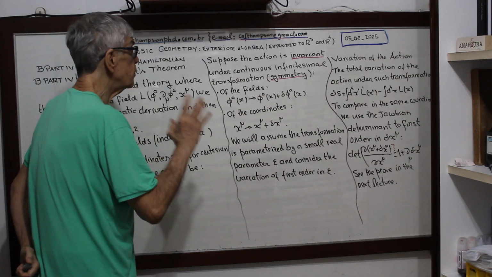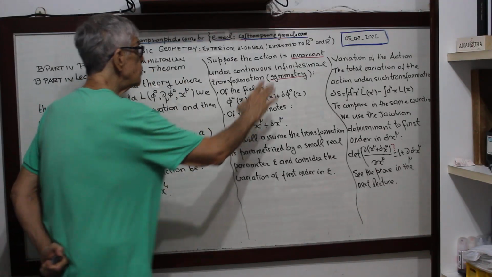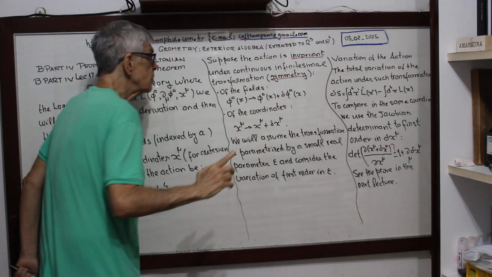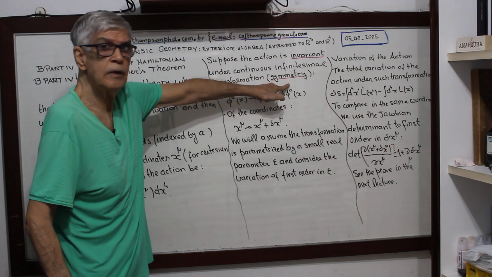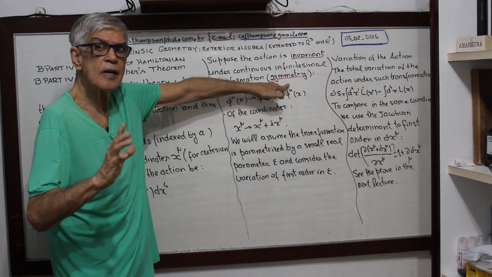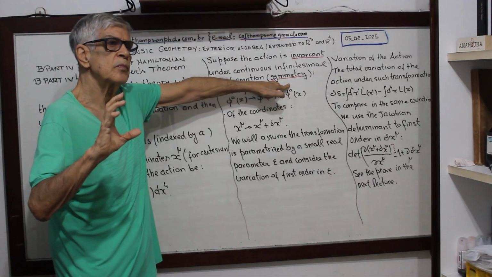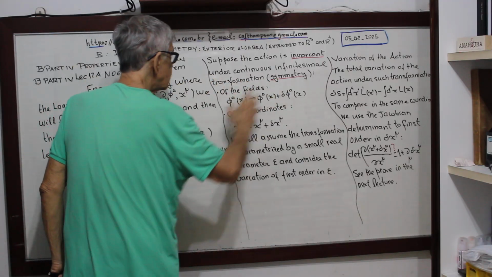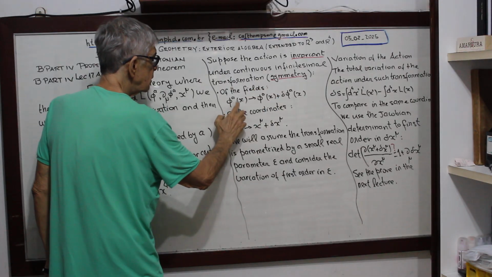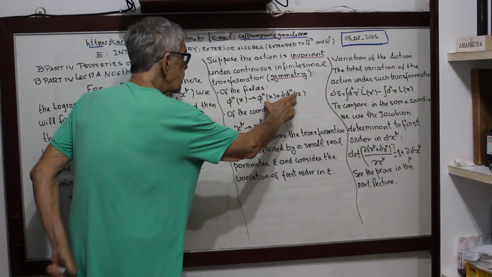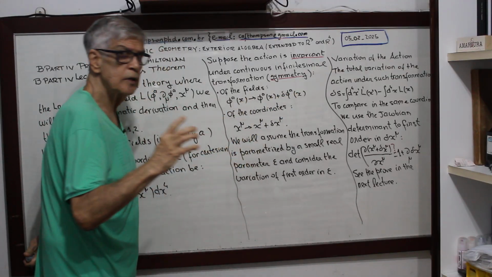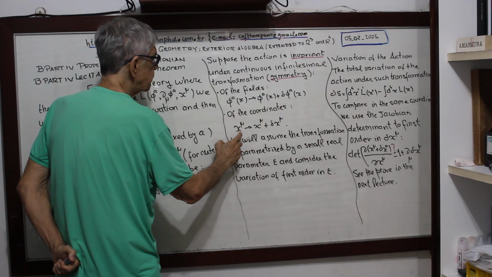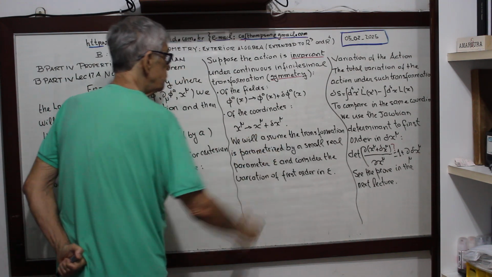Now, suppose the action is invariant under the continuous infinitesimal transformation. Attention now, invariant symmetry. Symmetry is a necessary condition for the Noether theorem to lead to conserved quantities. So this is for the fields phi A. You see, this is a Taylor expansion to the first order of the field and of the coordinate x mu, namely delta x mu.